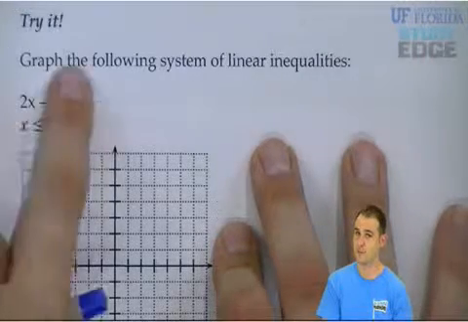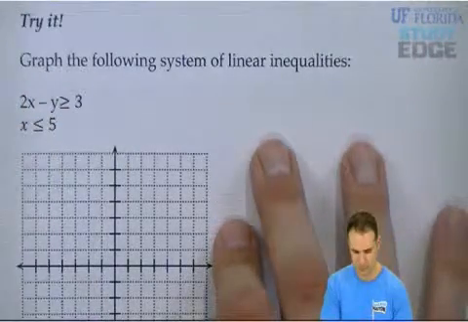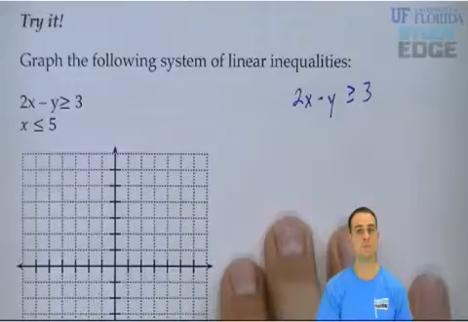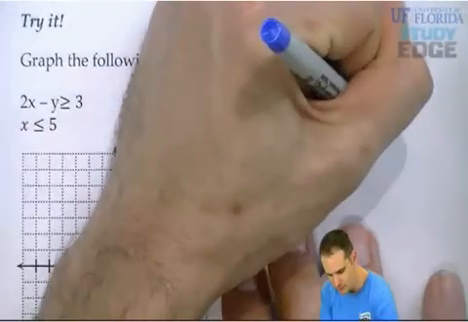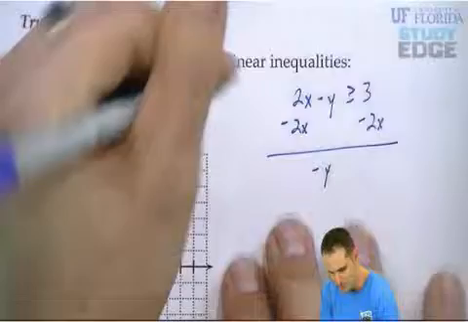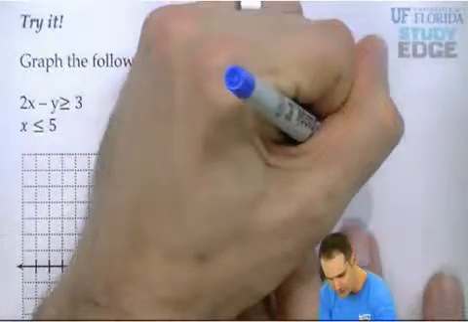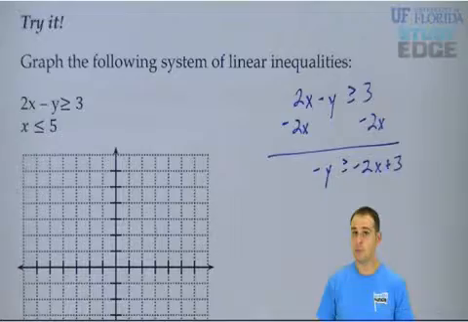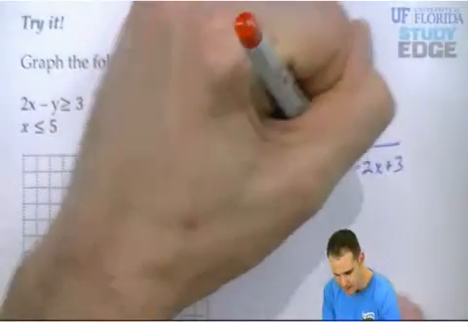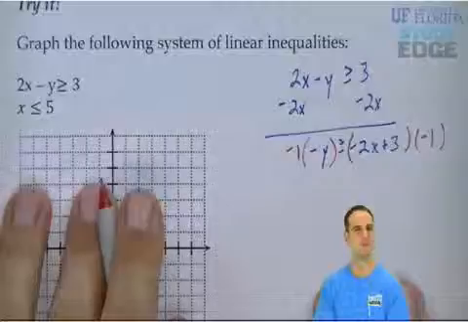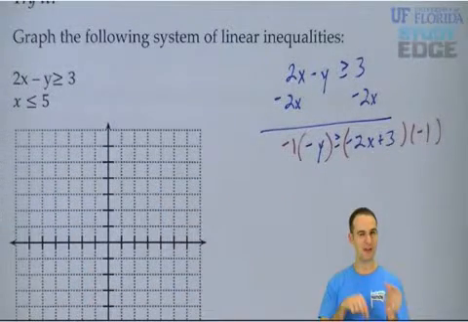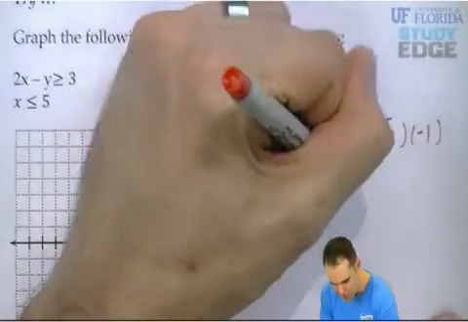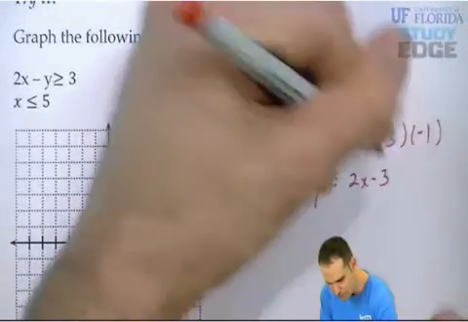You have to first solve this linear inequality for y. 2x minus y is greater than or equal to 3. Start by subtracting the 2x over. But remember, you have negative y is greater than or equal to negative 2x plus 3. In this case, you would divide or multiply both sides by a negative 1. What was that one rule for inequalities? Whenever you multiply or divide both sides by a negative, you have to switch the direction of the inequality. Y is less than or equal to 2x minus 3.